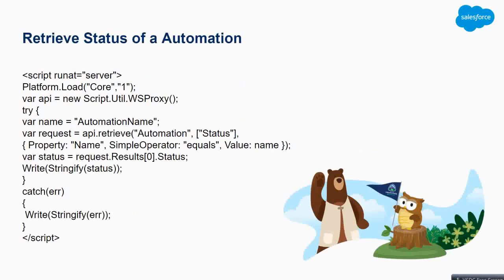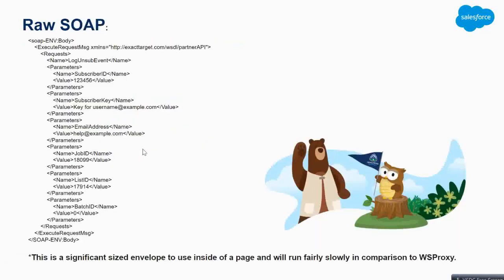So retrieve status of automation. You can retrieve the status of an automation. For example, you provide the automation name and you want to retrieve the status. You are specifying the property that you want to retrieve, the status of this particular automation, and you are providing a filter. What's the filter? Where the name equals, and you provide this automation name. So you are getting the status and you are printing it, so you can do that as well.